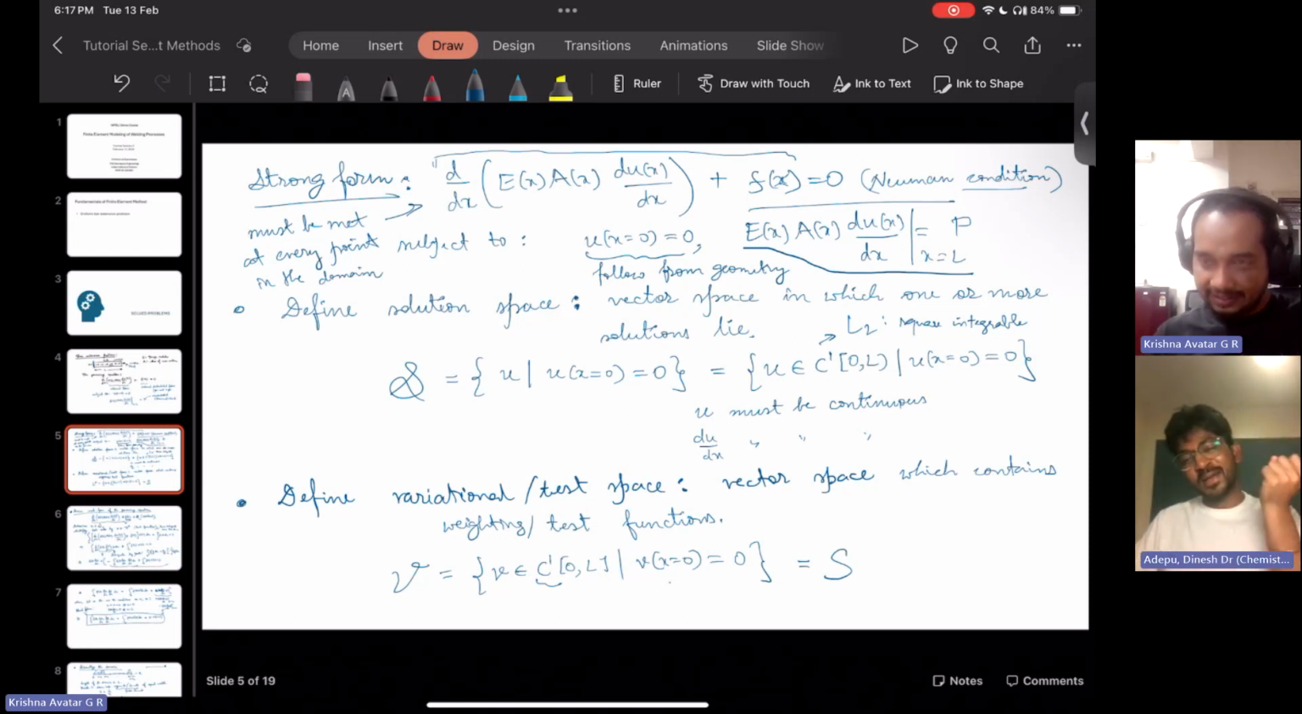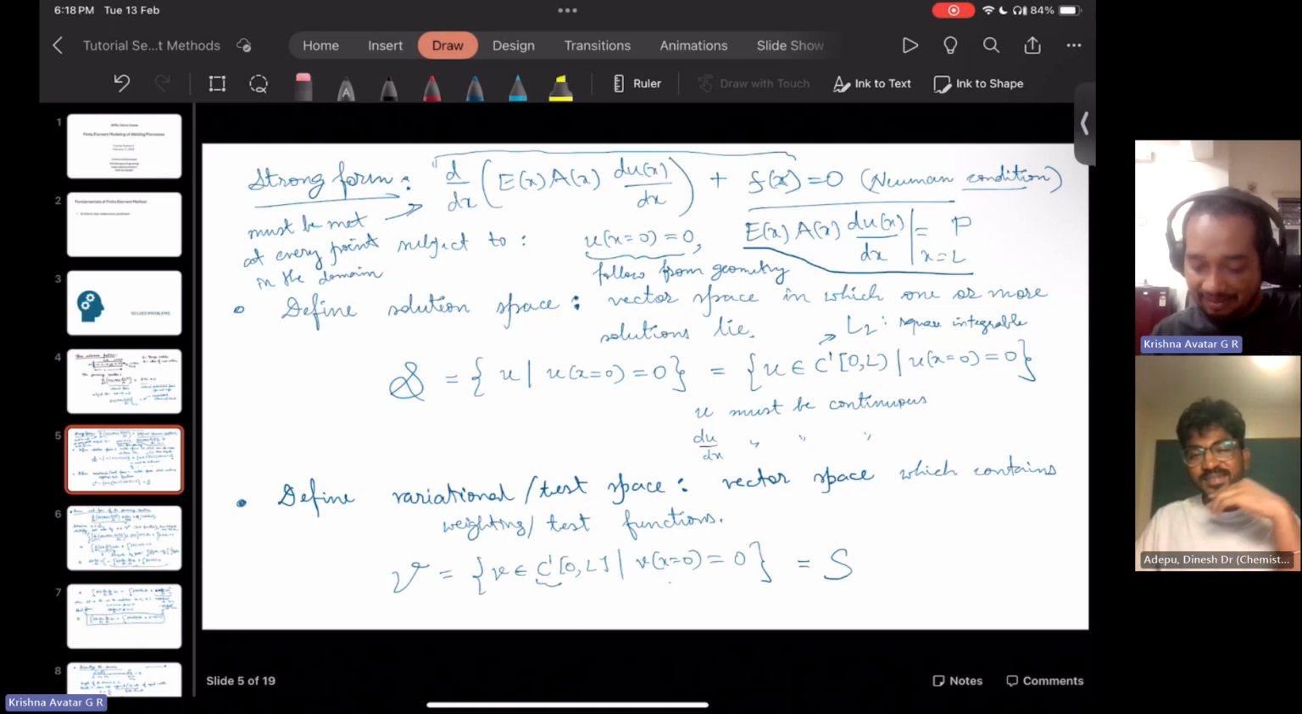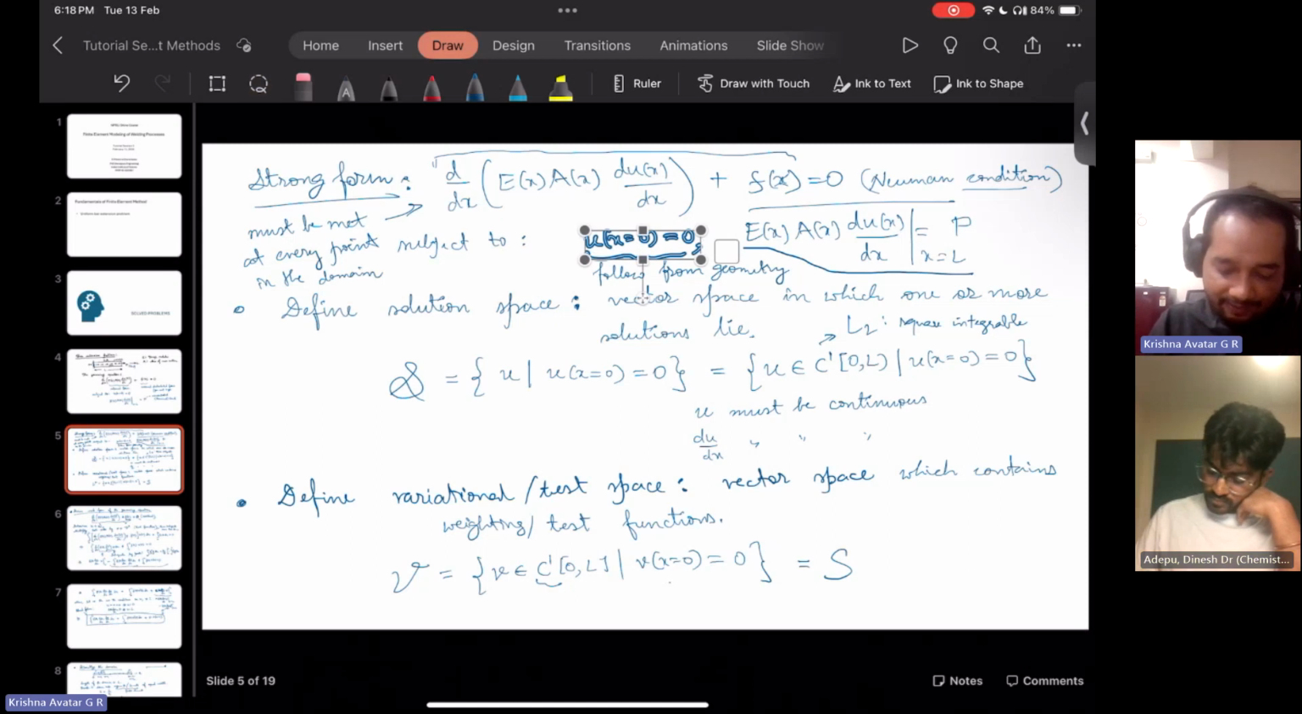But this need not always be true. In, say, the Petrov-Galerkin method, there are different kinds of methods, and the spaces won't match. Depending on different solution spaces, there are different FEM techniques. The other thing is, say here at this part, u at x equal to 0 is 0. What if u at x equal to 0 is u naught?